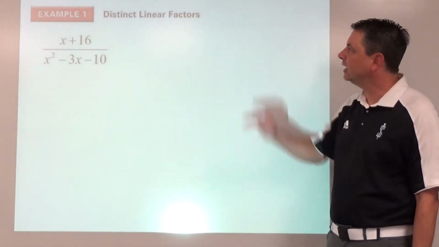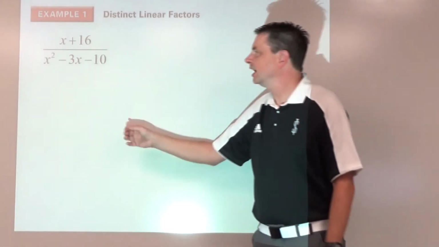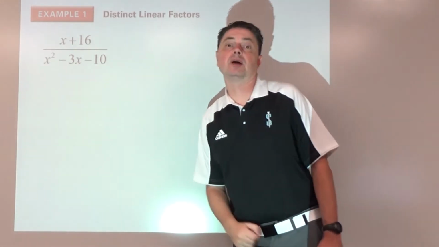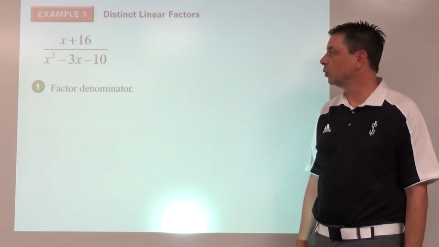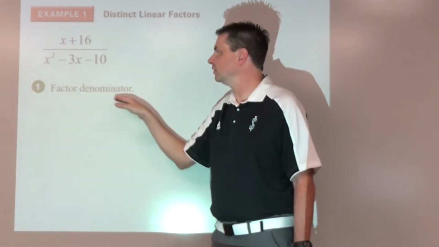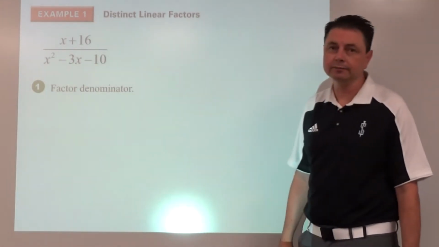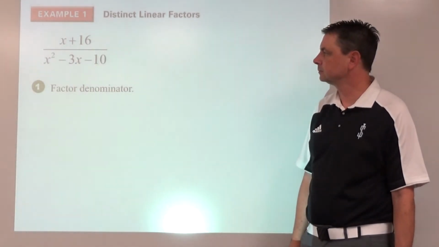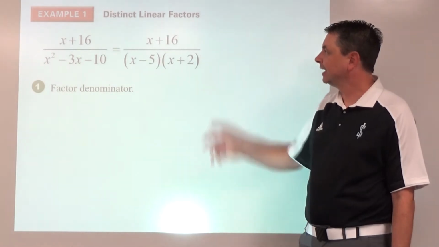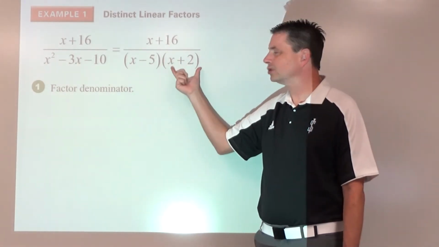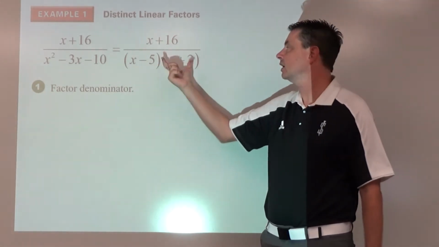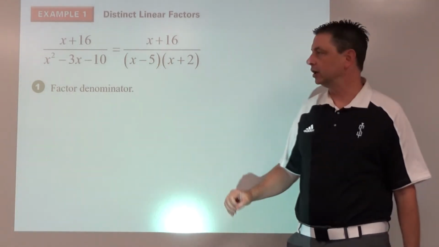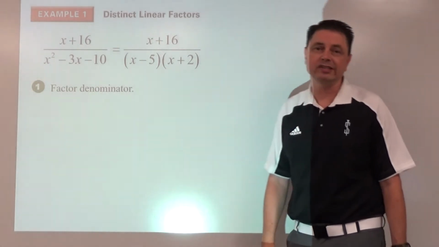Example number 1, distinct linear factors. And what that's going to mean is our denominator is going to have the distinct linear factors. So step number 1, let's make sure we factor the denominator. And distinct means we have two separate and distinct factors. X minus 5, we have one of those. X plus 2, we have one of those. Those are our distinct factors.